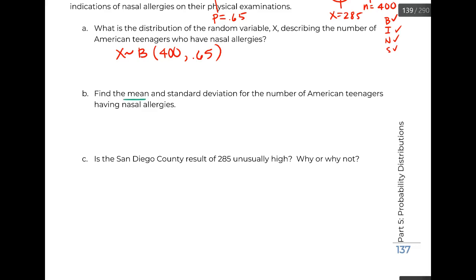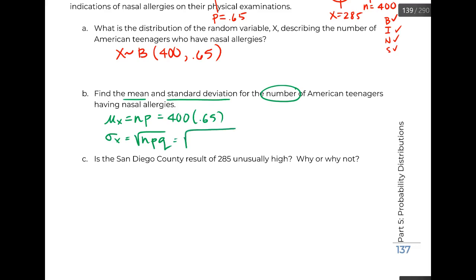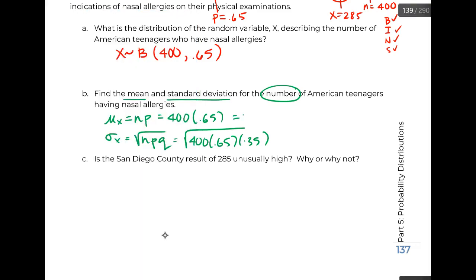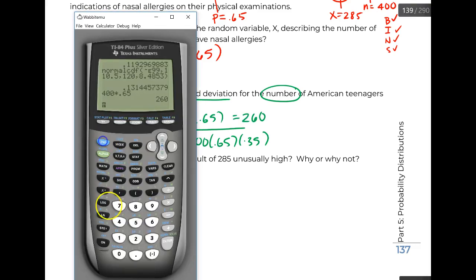Now, part B says let's find a mean and standard deviation. Since this is for a binomial, we'd again go to our formula sheet. We grab our mean and standard deviation for a binomial off that sheet, and we could calculate these. Remember, Q is just 1 minus P, so 400 times 0.65 is 260, and then we want to take the square root of 260 times 0.35. I'm just lazy, don't want to write the whole thing out. 9.5394.